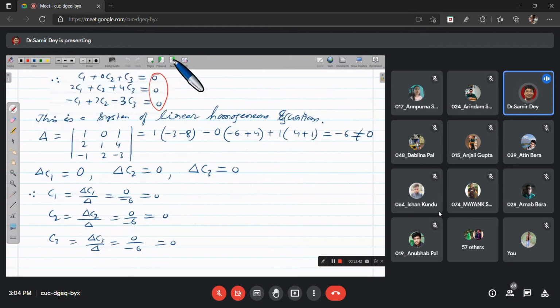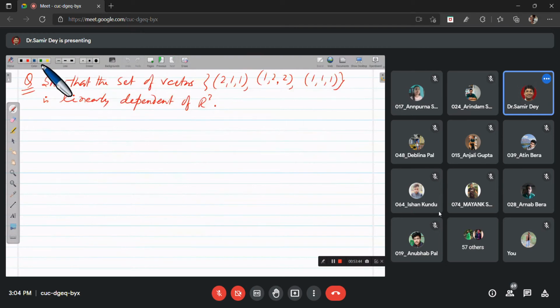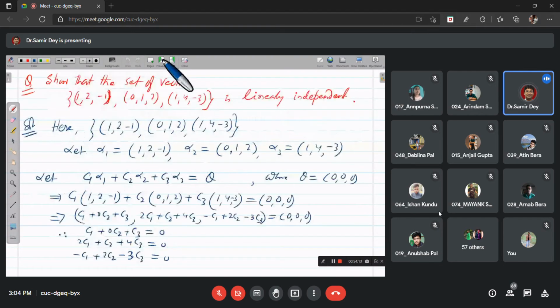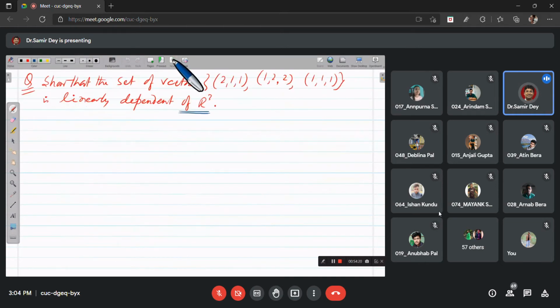But now try to understand. Here I have mentioned R cube. R cube means what? R stands for real. R cube means 3-dimensional space. So that means this vector is coming from 3-dimensional space and all data are real. Are you getting my point? You can see from the last question, here all data are real, so here we can write of R cube. That's why I have mentioned it here.